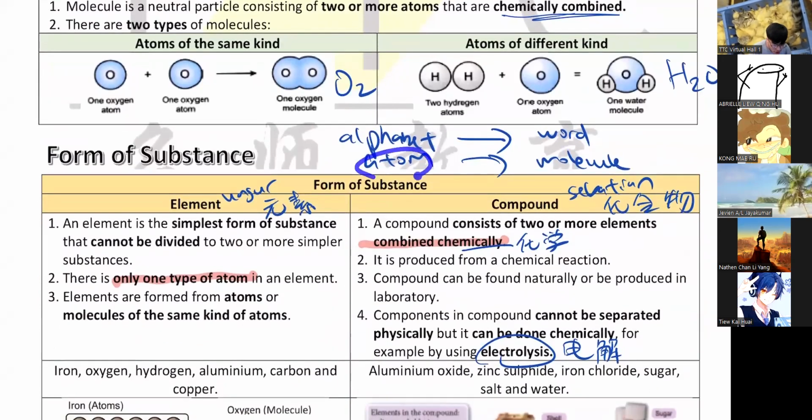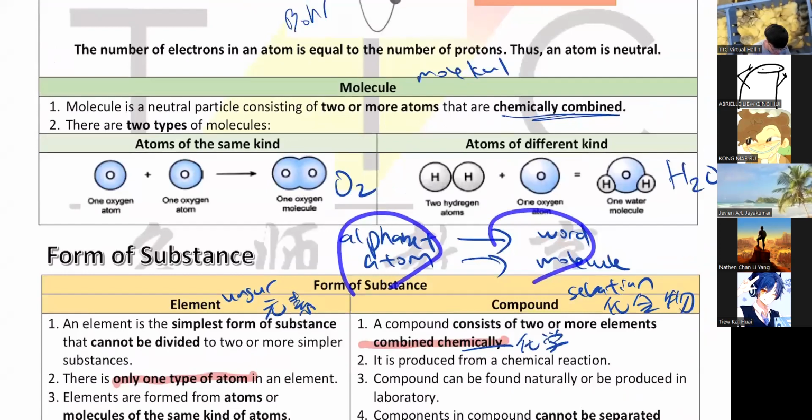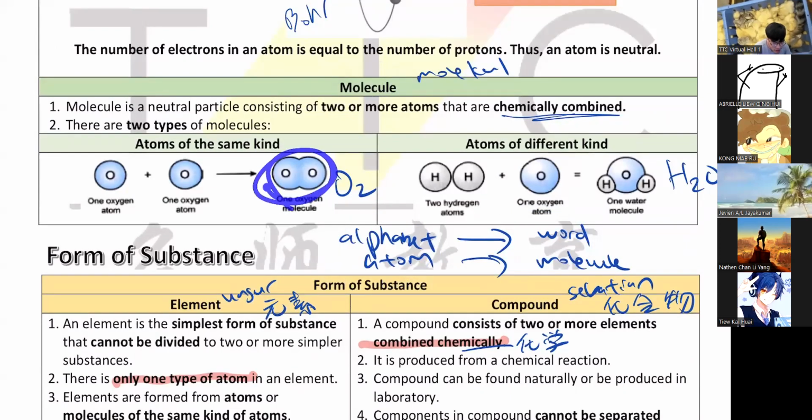So atoms are like alphabets. When you put alphabets together, you get a word. So if you put atoms together, you get a molecule. This is an easy way to understand. You actually have two types of molecule. Either they can be the same molecule or they can be a different molecule.